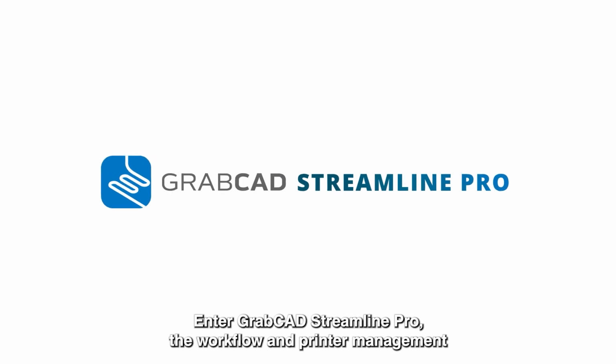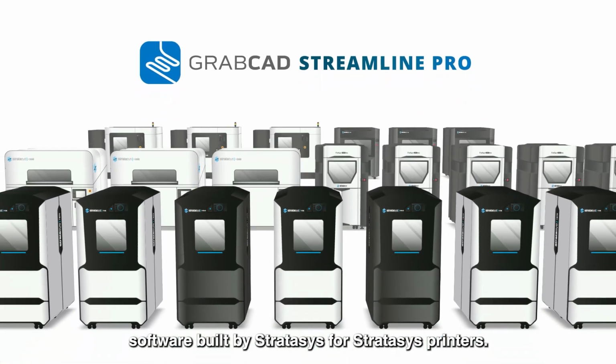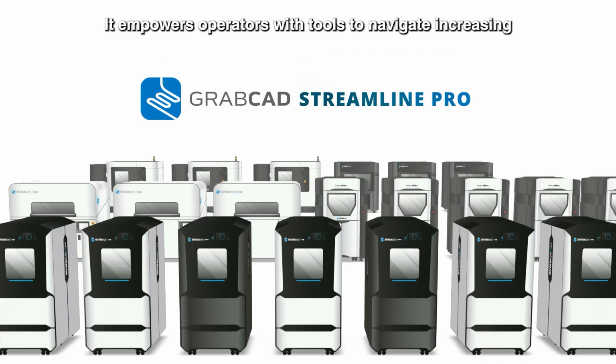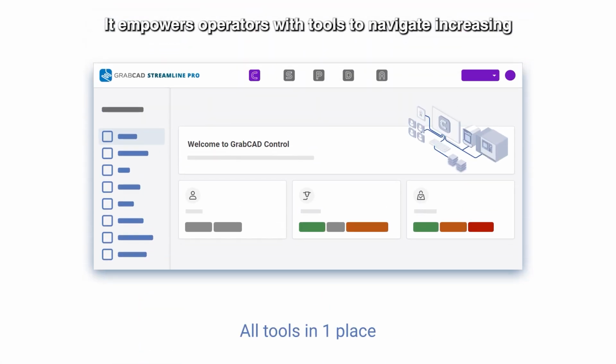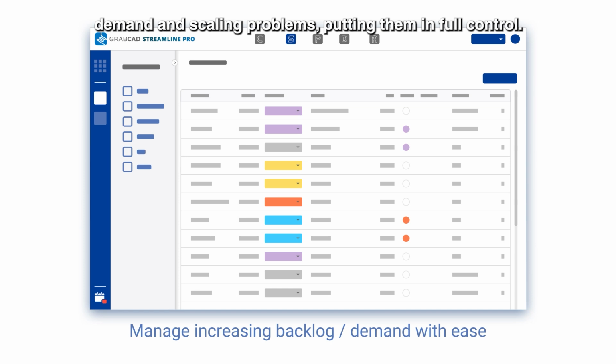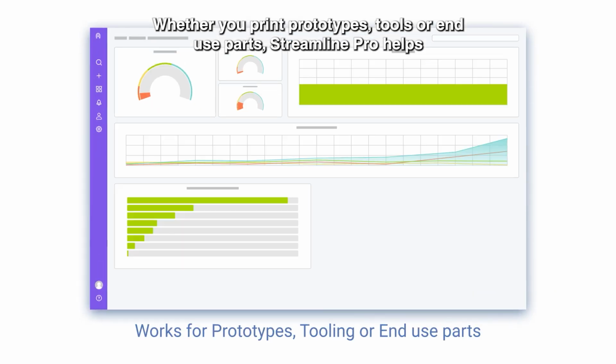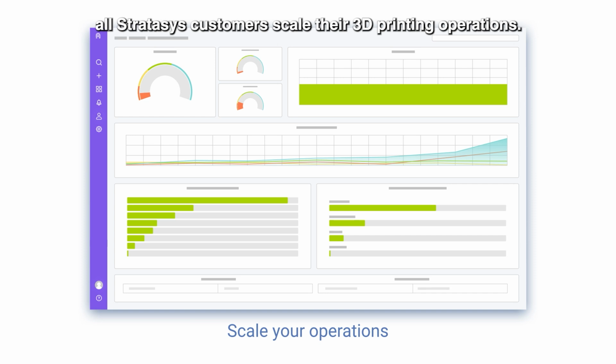Enter GrabCAD Streamline Pro, the workflow and printer management software built by Stratasys for Stratasys printers. It empowers operators with tools to navigate increasing demand and scaling problems, putting them in full control. Whether you print prototypes, tools, or end-use parts, Streamline Pro helps all Stratasys customers scale their 3D printing operations.